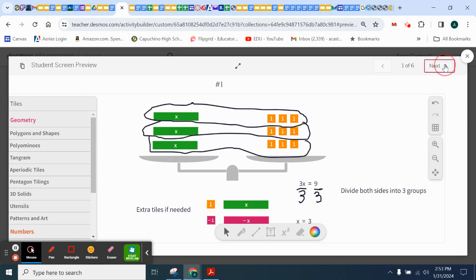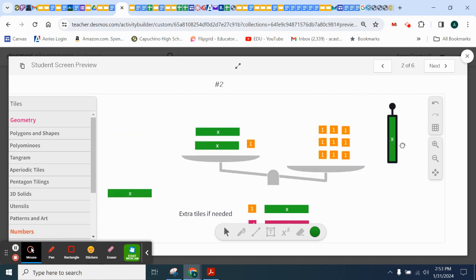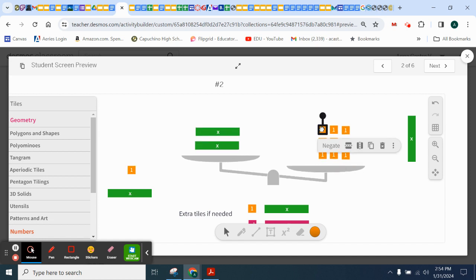Now we're going to go to the second problem. This one's a little bit fancier. Notice I do have x's on both sides. I don't want to have x's on both sides, so I'm going to take off an x from both sides. Notice when I take off an x from both sides, it balances. So then I see my 2 x's have a 1 with them, so let's take off 1 from this side and remove 1 from this side.